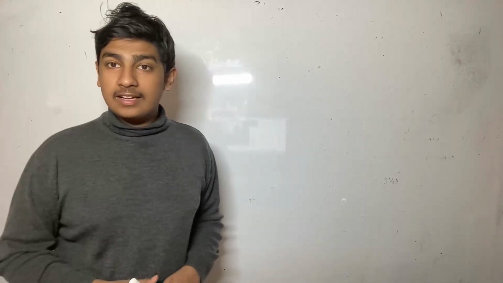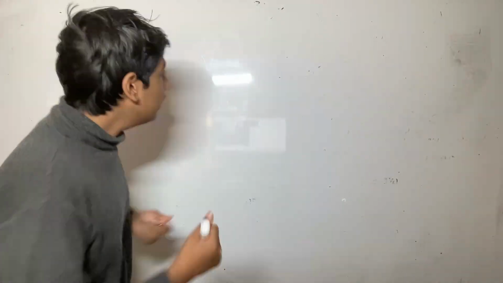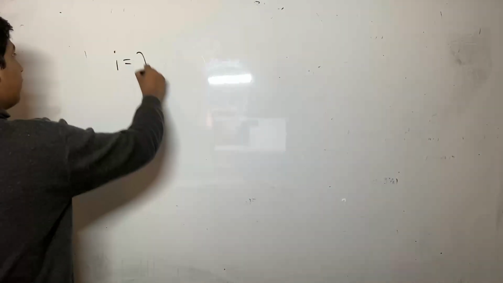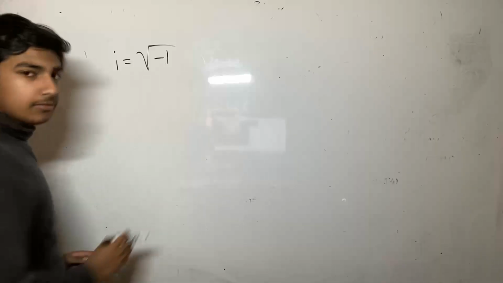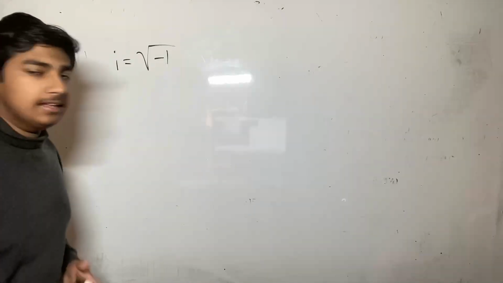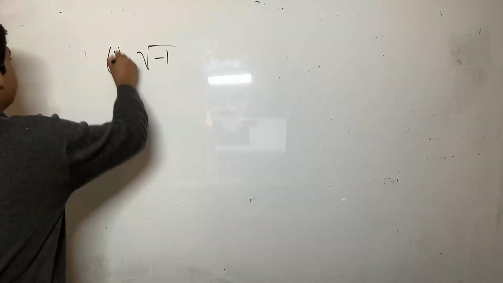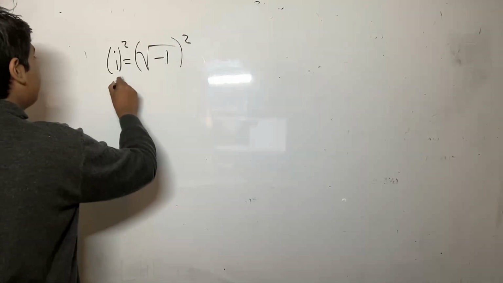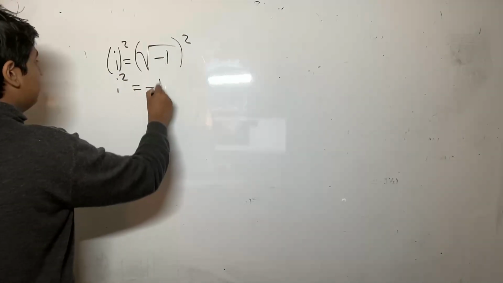Alright, today we're going to be talking a little bit about powers of i and how that works. Just to recall, i is the square root of negative 1. So the square root of negative 1 is i. Then if we square both sides, we have i squared, which is just negative 1.